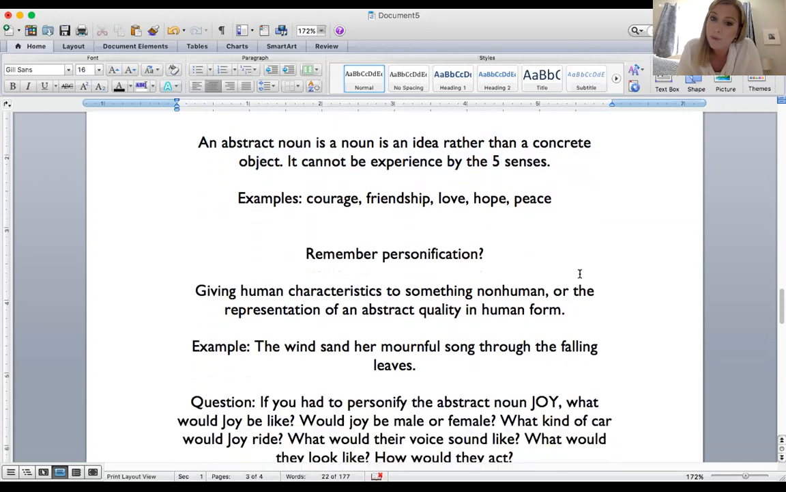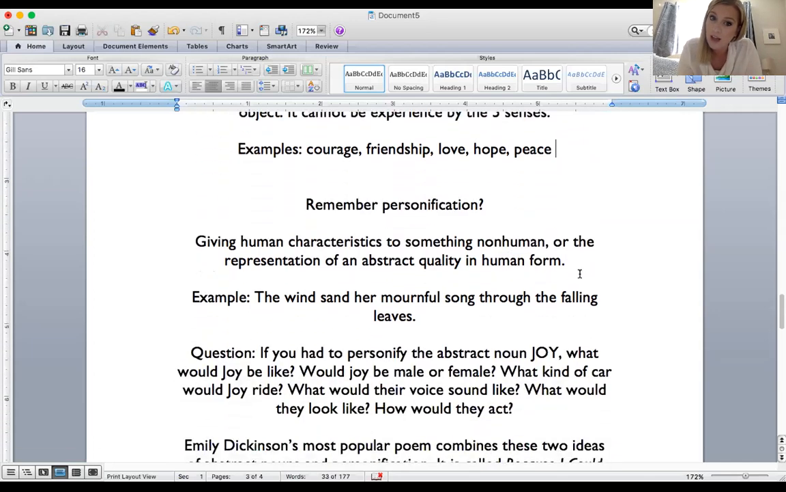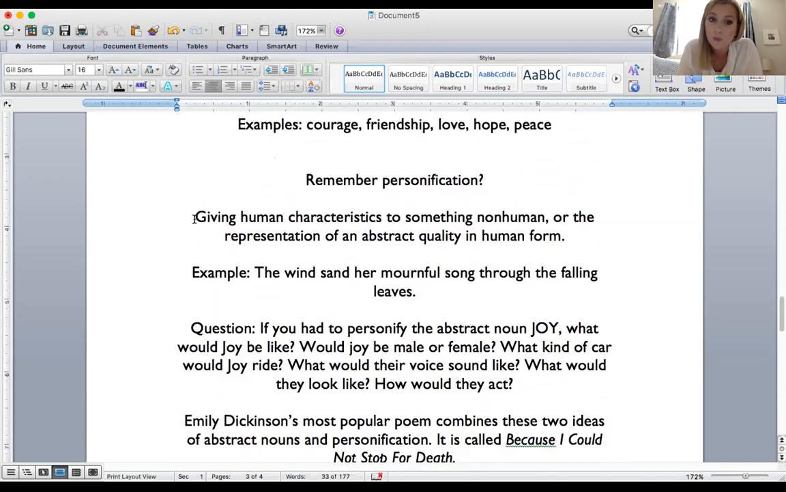Do you also remember personification from reading class? That's when we give human characteristics to something non-human, or the representation of an abstract quality in human form. For example, the wind sang, this should be sang, not sand. The wind sang her mournful song through the falling leaves.